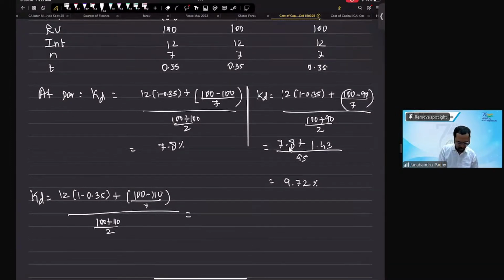So this is 12 into 0.65, which is 7.8, then 100 minus 110 divided by 7. So this is 7.8 minus 1.43 upon 105. So the answer is 6.06%. Right? 6.06%. Twelve into 0.65, that's 7.8. And then 100 minus 110, so minus 1.43. And that will give you the answer 6.06%. Perfect.